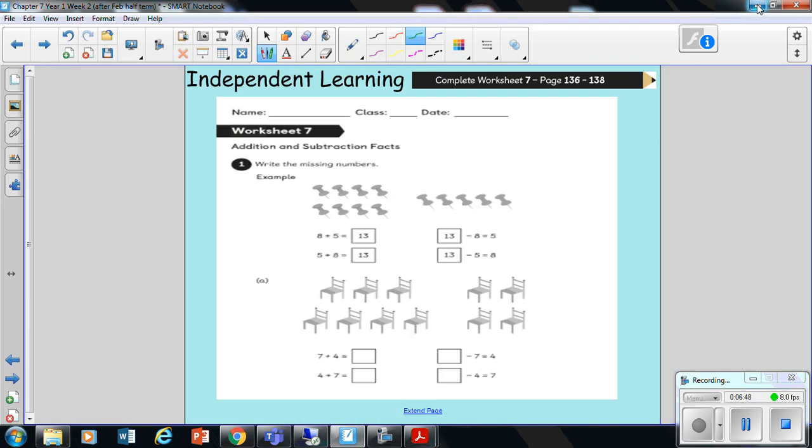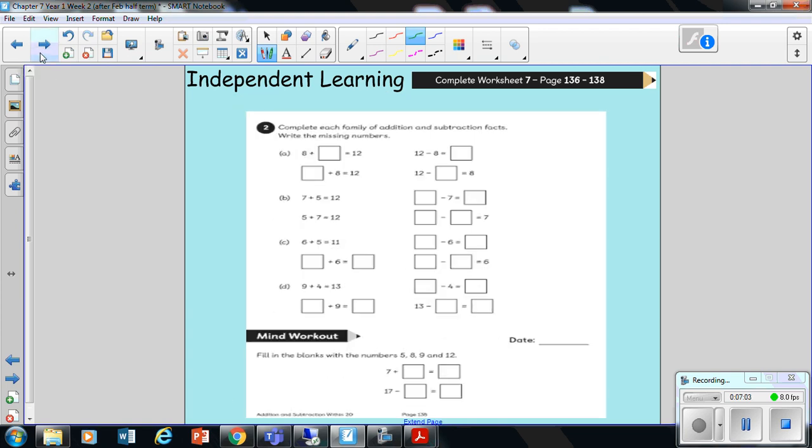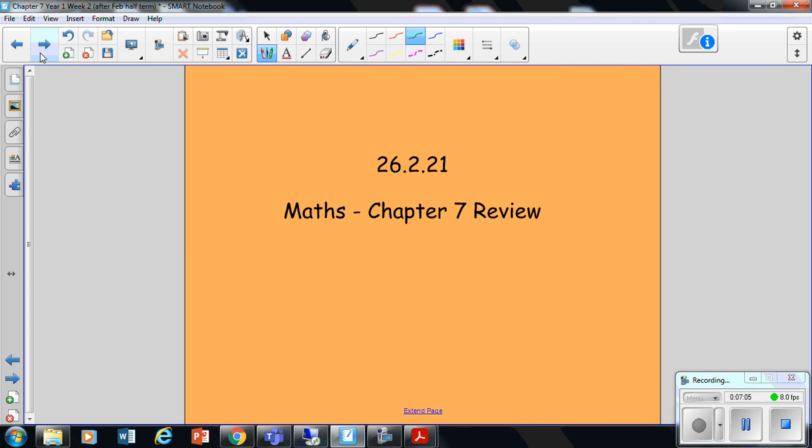When you've finished your journaling and your guided practice, you are going to head straight on to your worksheet for today, completing pages 136 to 138. Okay, then once you've finished that, we are going to do our review tomorrow. Now tomorrow there is not going to be a video. You are simply going to carry on with your review, and you might want to refer to today's video to help look at your sheets.